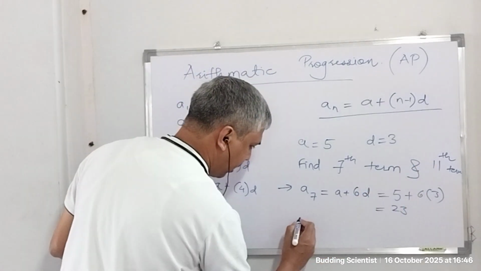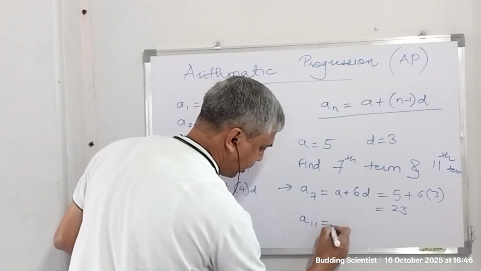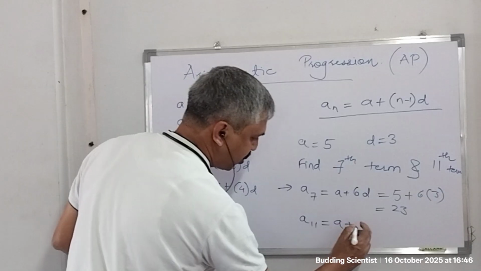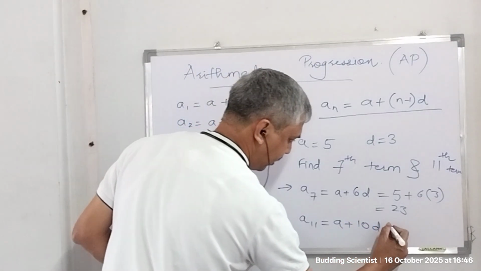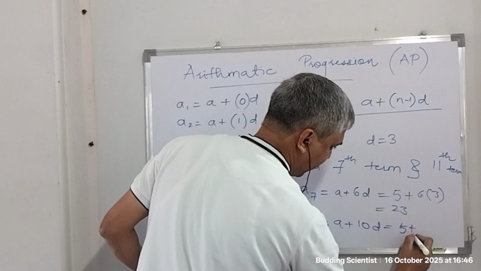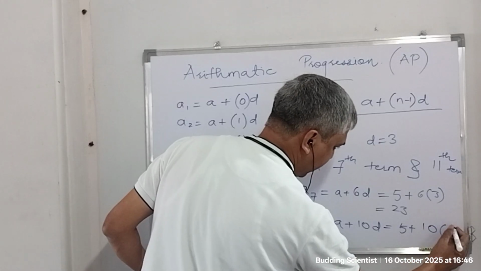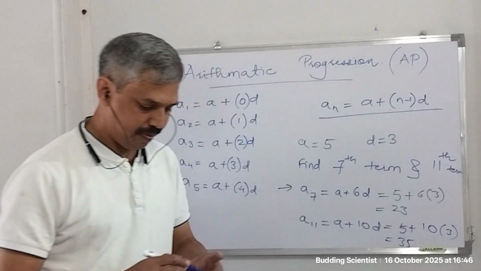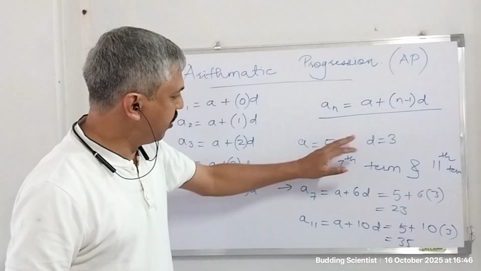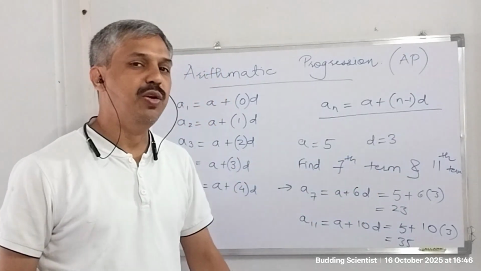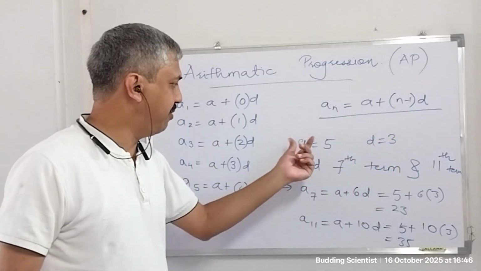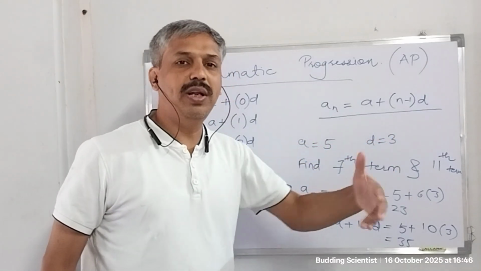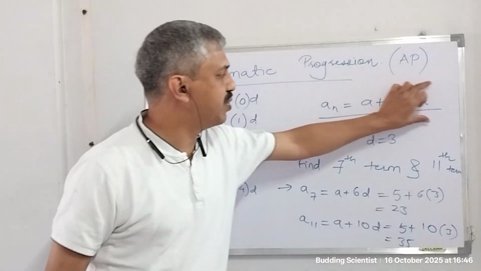Similarly, 11th term, A plus 11 minus 1 into D. 5 plus 10 into 3, 30 plus 5, 35. So you can find out the different values in the given sequence. If A and D are known, all other values can be calculated by this formula.